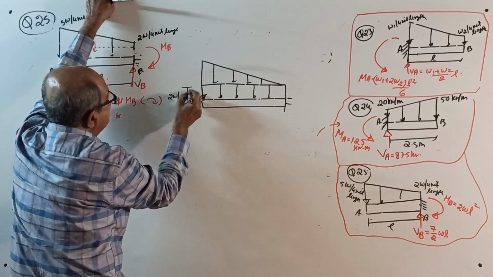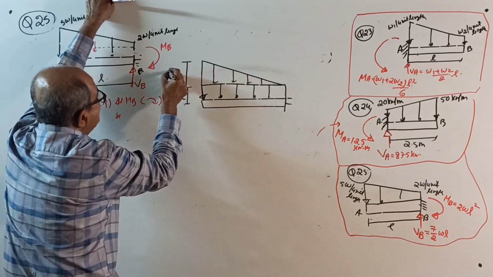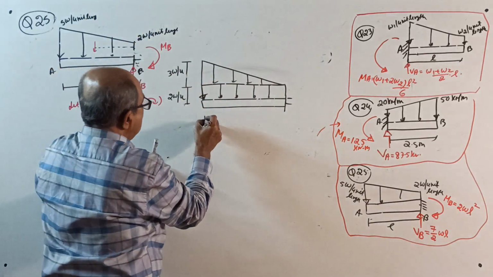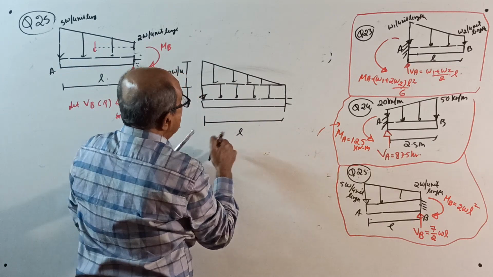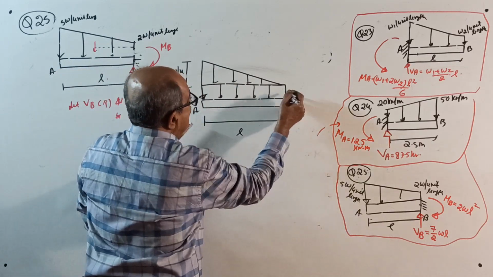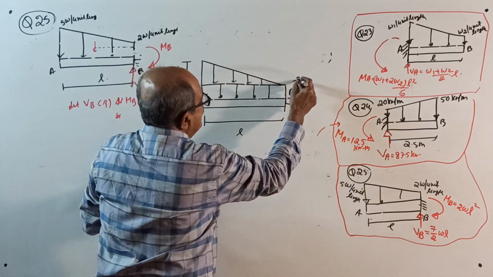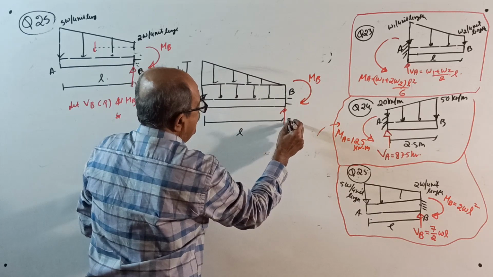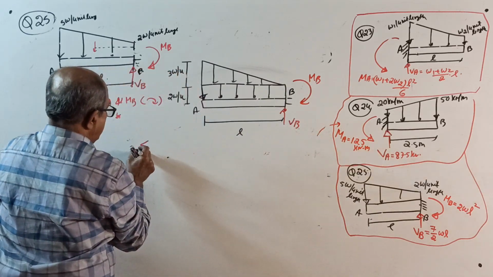This is 2W per unit length. You write fully. This is 3W per unit length. Don't write "per U", write "per unit length". Span is L. A and B. MB, VB.